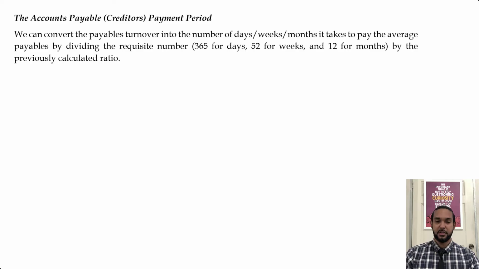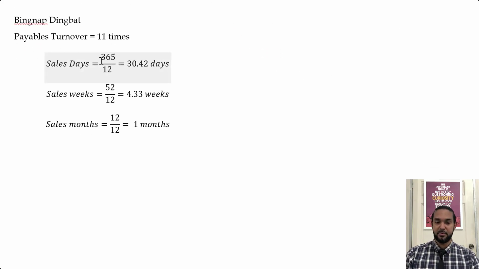Okay, so we call this the accounts payable or creditors payment period, or repayment period, and basically it's how long we take to repay our creditors. So again, we simply take the requisite number, 365 for days, 52 for weeks, and 12 for months, and divide it by the payables turnover. I don't know why I have 11 times here. Let's put that at 12, right? So 365 divided by 12 is 30.4 days. 52 divided by 12 is 4 and a third weeks. And 12 divided by 12 is 1 month. So yeah, we take about 1 month to pay our creditors.